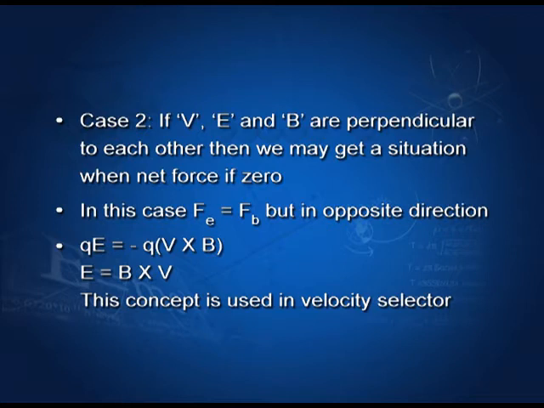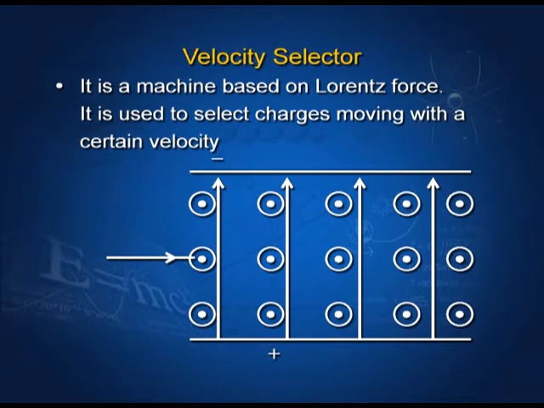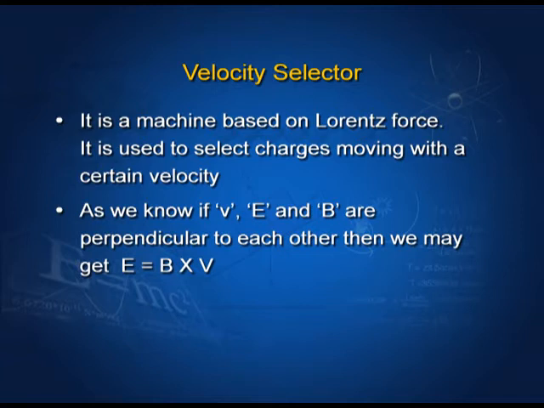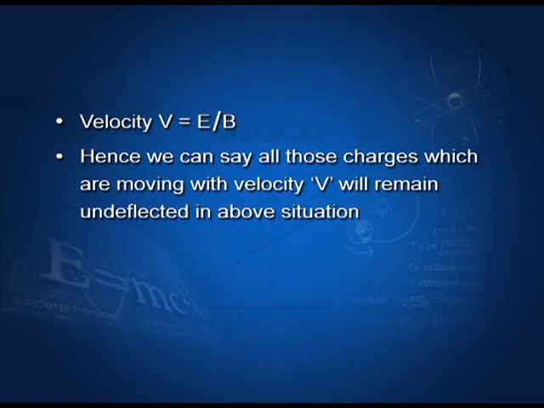This concept is used in velocity selector. Now, velocity selector is a machine which is based on Lorentz force. It is used to select charged particles moving with a certain velocity. As we know, if electric field, magnetic field and the velocity are all perpendicular to each other, then we get electric field E is equal to B cross V. So, velocity v is equal to E divided by B. Hence, we can say all those charged particles which are moving with velocity V equals E divided by B will remain undeflected while passing through a region where electric field and the magnetic field are perpendicular to each other.